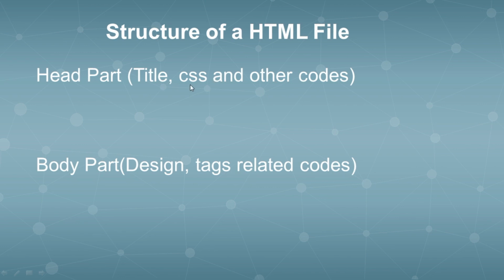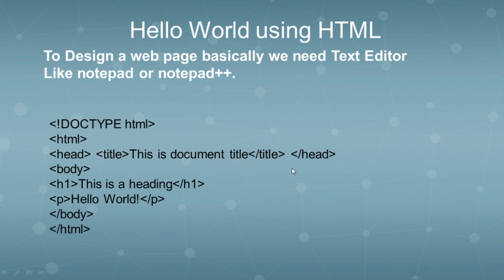CSS, cascading style sheet, as I explained earlier, and other code related to some coding languages also go in the head. Then the body part mainly contains the design part or visual part. The head part does not allow visual content except the title, whereas the body part allows design contents, tags, and related code. And now we need to know how the code looks in the form of an example.